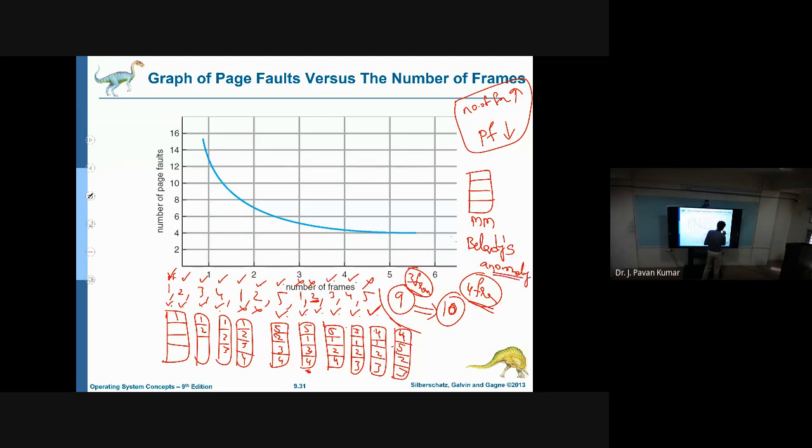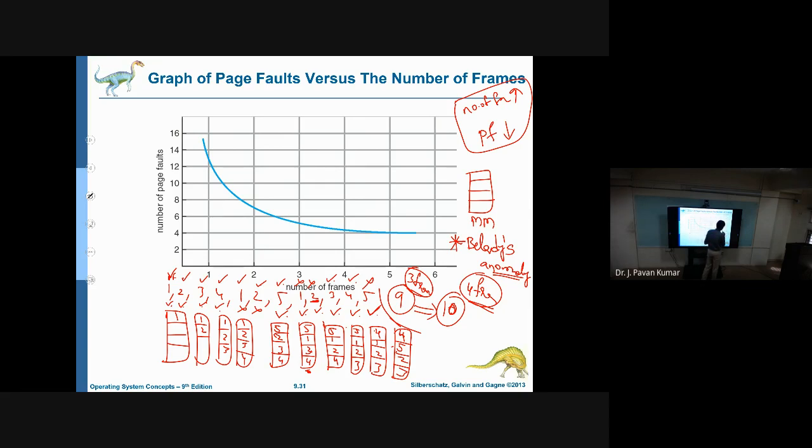This is a very important one. This Belady's anomaly will occur in the first-in first-out page replacement algorithm. What is this Belady's anomaly? Whenever we increase the number of frames in the main memory, usually the number of page faults should come down. But in the FIFO strategy, there is no guarantee. It may increase also.